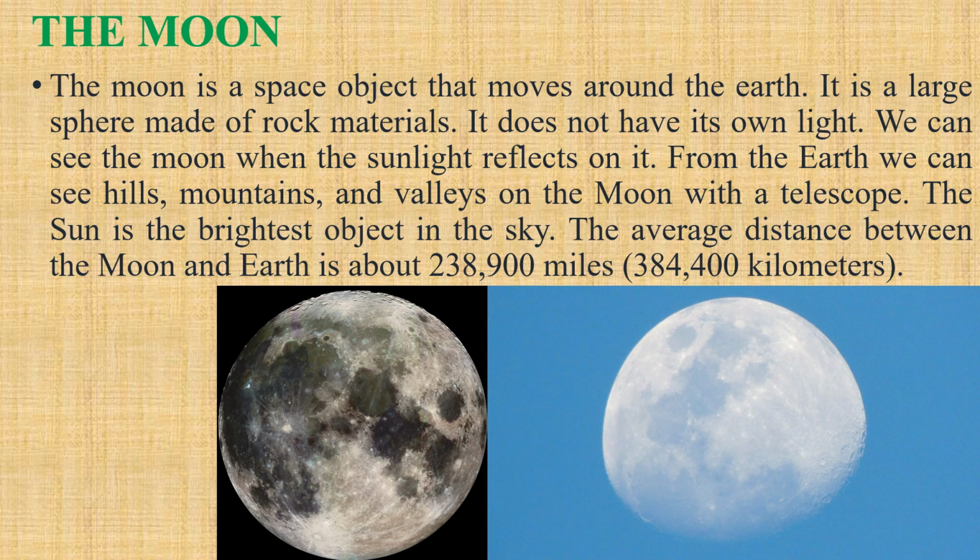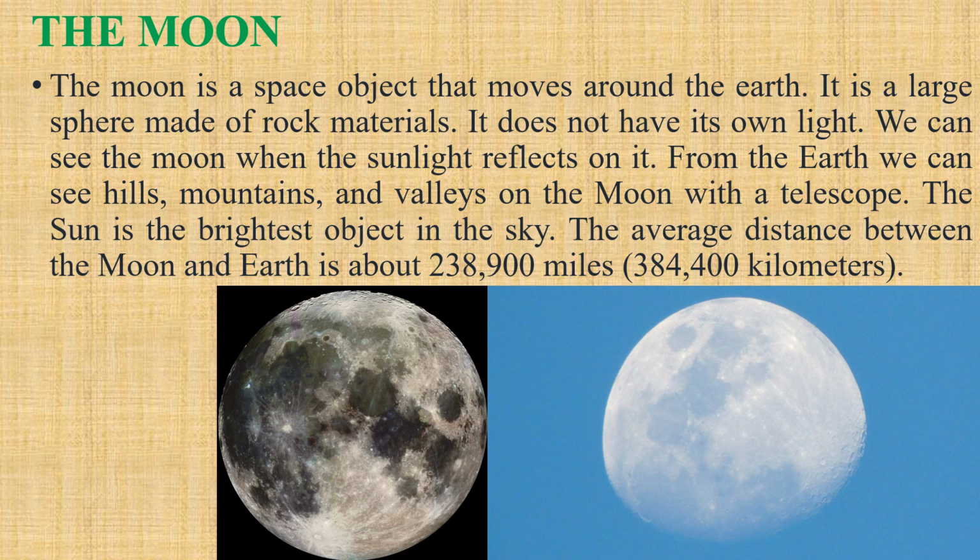Moon. By observing these pictures, we can tell what the moon is. The moon is a space object that moves around the earth. It is a large sphere made of rock materials. It does not have its own light. Now you might be asking me, then how do we see the moon in the nighttime? It should have been invisible. Well, we can see the moon when the sunlight reflects on it.